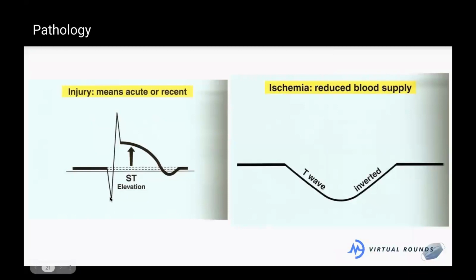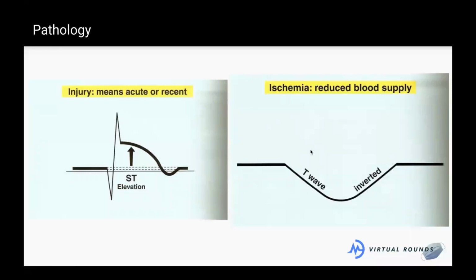Again, we have the Q. So this guy's had an MI before. Q, R, S, T. This is our S here, and our ST segment is up. This means that he's acutely injured. We sometimes call these tombstones because they look a little like tombstones, and it's quite morbid, but also people sometimes die from MIs. So ST elevation looks like this.